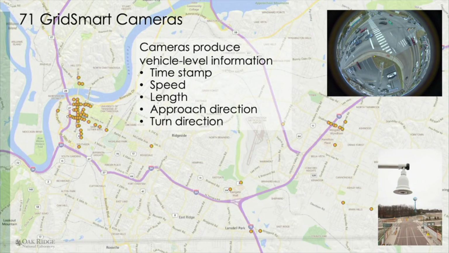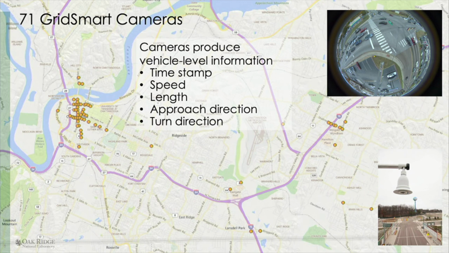Let's talk about the two types of sensors that most of what I'm going to present today is based on. First of all, the city of Chattanooga has 71 GridSmart cameras. Those are fisheye cameras that sit on top of an intersection, and the product itself does a lot of computer vision based processing, and then gives us timestamps, speed, length of the vehicle, approach direction and turn direction for each vehicle that passes through the intersection.